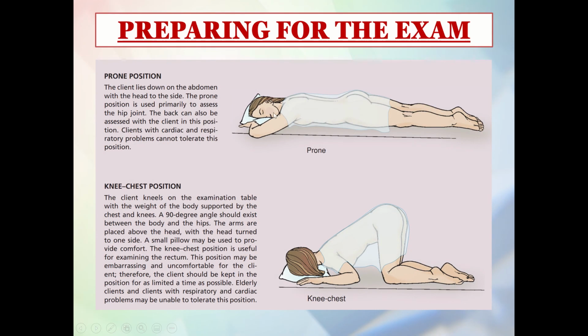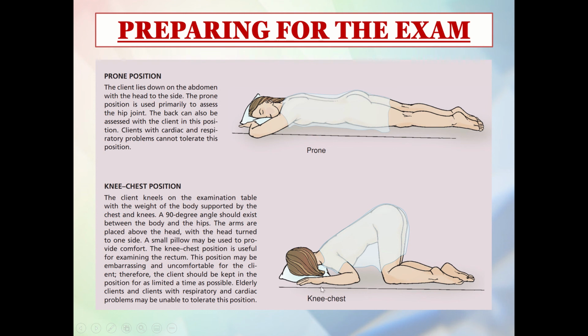Next, prone position. The client lies down on the abdomen with the head turned to the side. This is used primarily to assess the hip joint. Clients with cardiac and respiratory problems cannot tolerate this position. So if they have problems with the heart or lungs, they may have difficulty using this position.